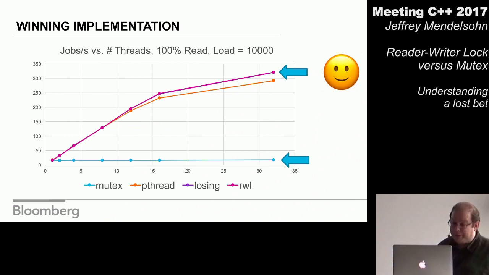Looking at performance, again, we're showing jobs per second on the left and number of threads on the bottom. We're going to compare the mutex, which is the blue line and has the highlight, versus this reader-writer lock, which is that magenta line with the arrow and the happy face for beating the mutex. We're also going to compare it to the pthread implementation of the reader-writer lock and the Intel implementation we were talking about before. Unfortunately, both the losing ones are the same line on this graph.